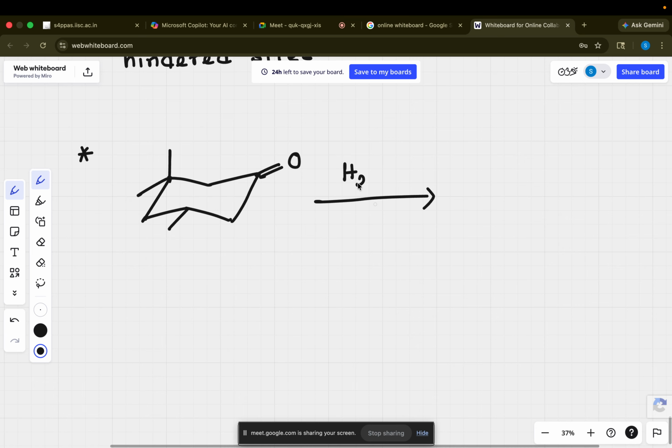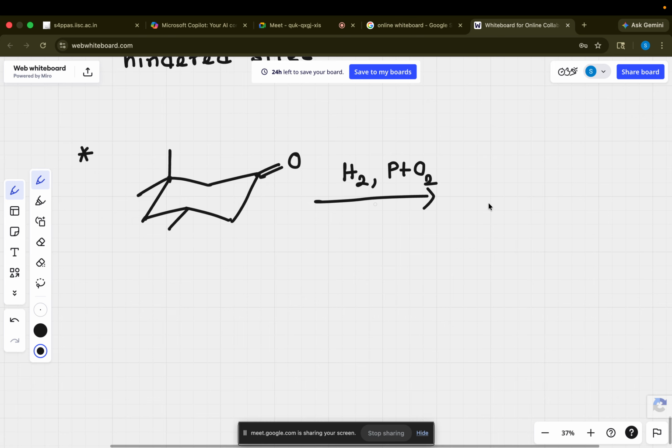So here I have hydrogen in presence of PtO2. What will happen? Hydrogen addition, right? Ketone will convert into secondary alcohol, sir. Secondary alcohol, fine. Now the question is from which side the hydrogen will approach? Axial side or equatorial side?